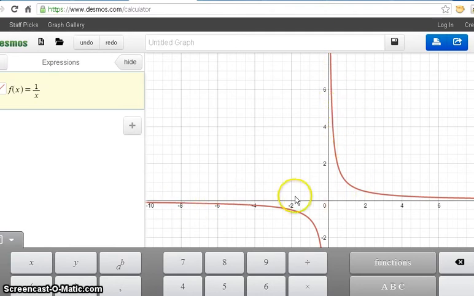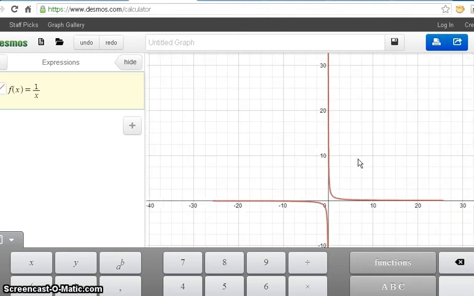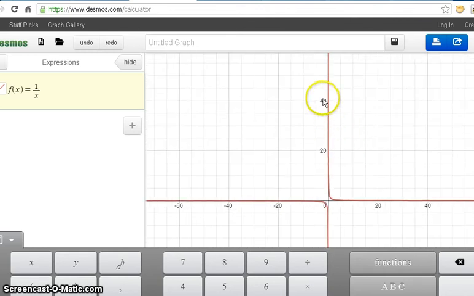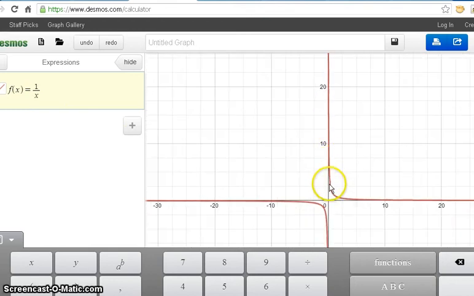It has a piece of the graph, a piece of the function above and below the x-axis, except at the point 0. And no matter how far we zoom out or zoom in, the function will never cross the y-axis because it will never have an x value of 0. And so since it will never cross this vertical line, we call this vertical line an asymptote, A-S-Y-M-P-T-O-T-E, which basically means a line that the graph will never cross.